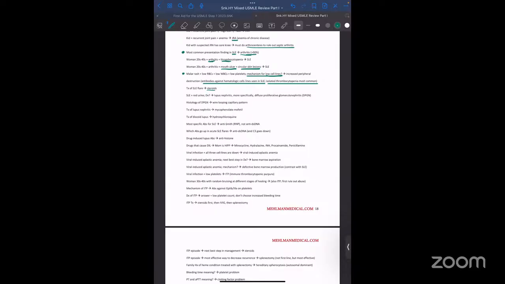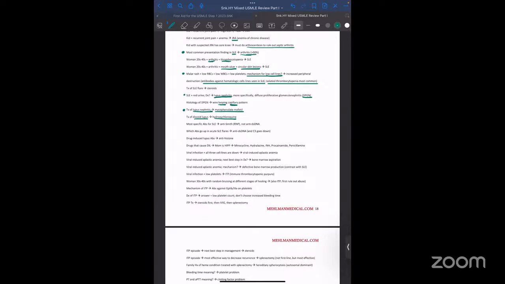Treatment of SLE flare, steroids. Yes. SLE plus red urine. Yes, lupus nephritis. More specifically, diffuse proliferative glomerulonephritis, DPGN. In step one, we used to remember lupus has the wire looping, right? Capillary pattern. Then treatment of lupus nephritis is mycophenolate mofetil, MMF. Treatment of discoid lupus is hydroxychloroquine.